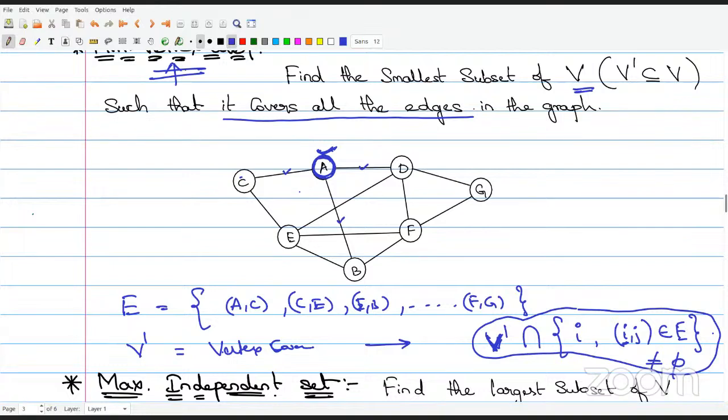And also that should be the smallest subset. I have to pick the smallest subset. Here also I can pick all the vertices if I require. I can pick A, B, C, D, E, F, G and call it a vertex cover because all the edges are covered. But I have to pick the smallest of it. That is the key. It's a kind of puzzle. You have to pick a few vertices, the minimum number of vertices, such that all the edges are covered. So can you try?